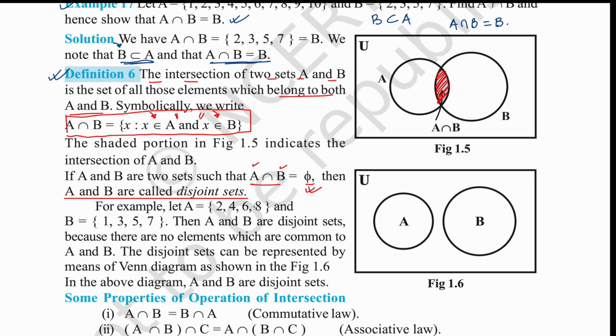So for example, suppose this is one of the sets, A, where you have 2, 4, 6 and 8, and another set is B where you have 1, 3, 5 and 7. So if you see, the intersection of these two sets is going to give you a null set, and that is why these two sets will be called disjoint sets, as there are no elements which are common between A and B, right? So this is how we represent disjoint sets on a Venn diagram.